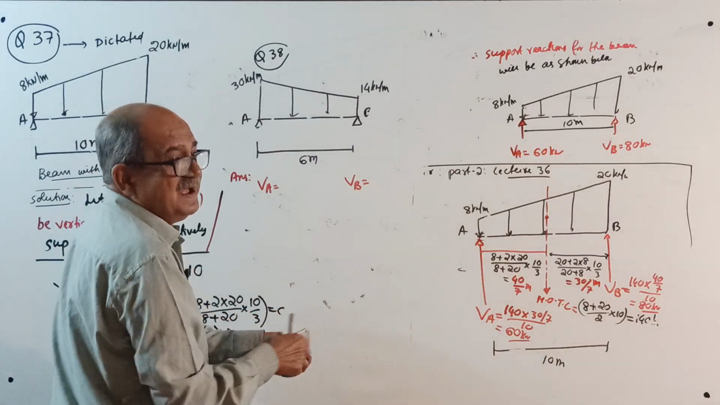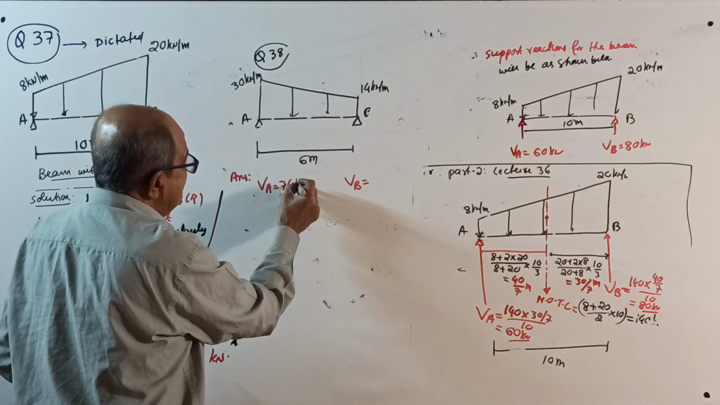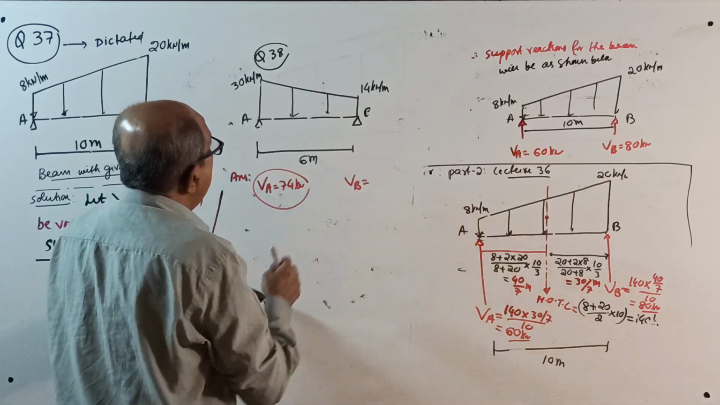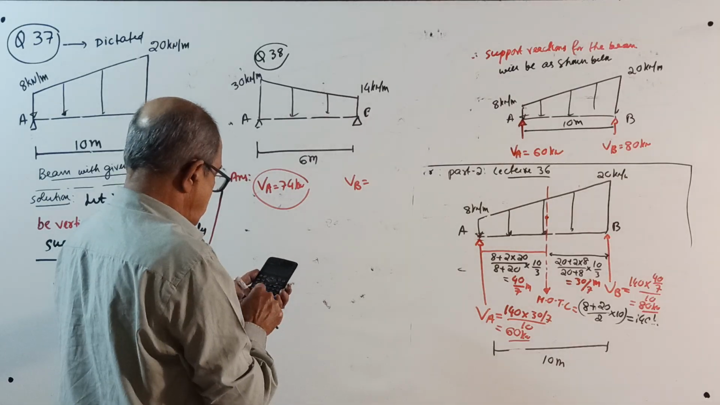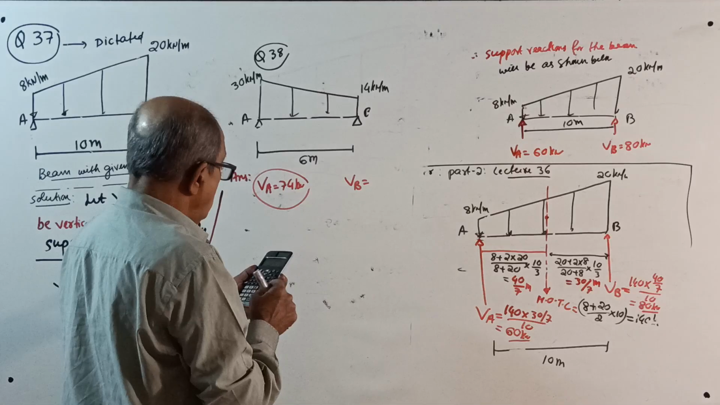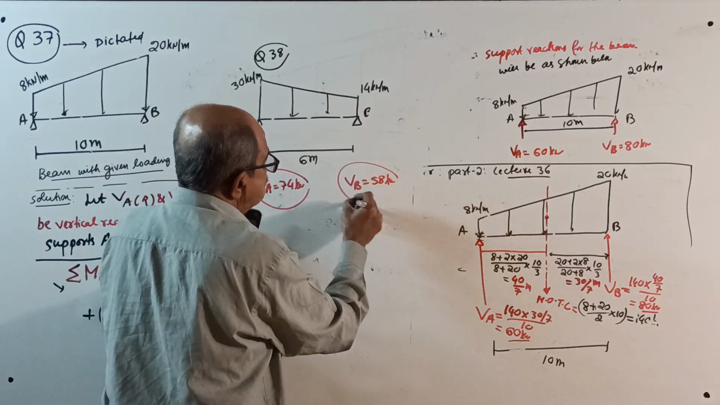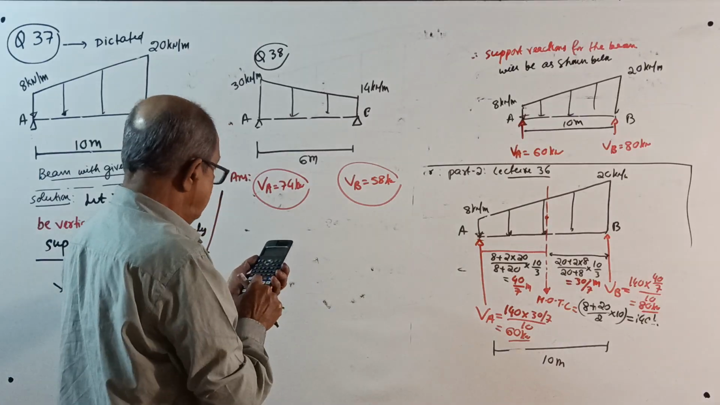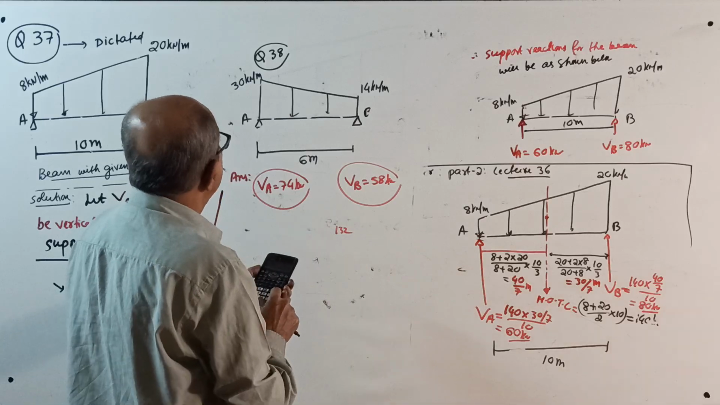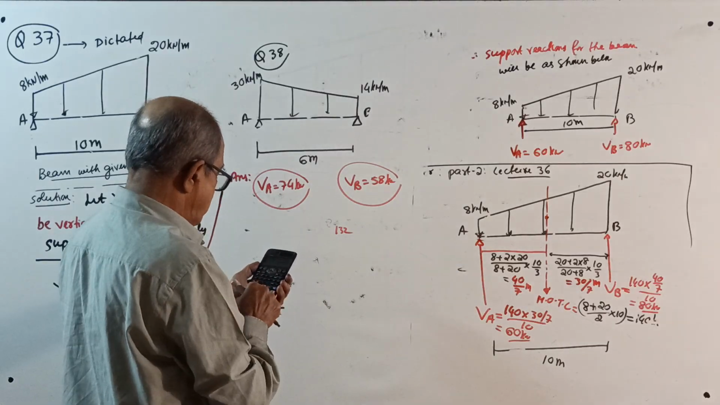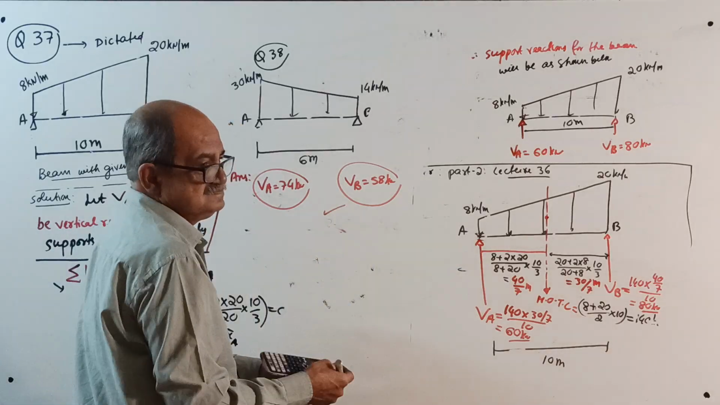I am applying some trick. I know so many tricks here. I am applying one of the tricks which I like. 74 kilonewton. VB, 30 into 6 divided by 6 plus 14 into 6 divided by 3. 58 kilonewton. If I add those two, 58 plus 74 is 132. Correct answer? 30 plus 14 divided by 2 into 6 is 132. Okay. This is the answer.